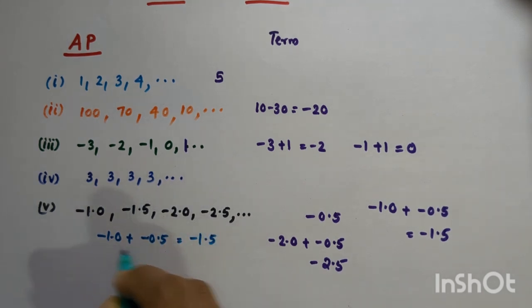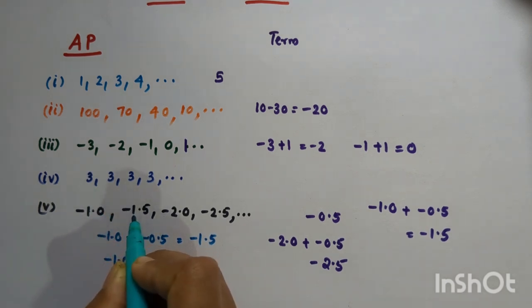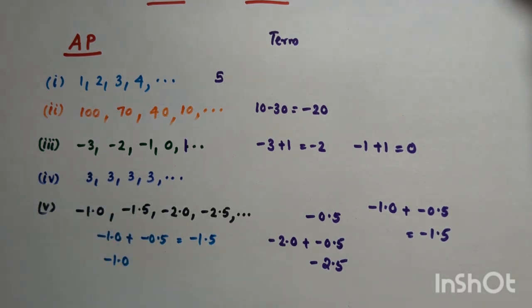Okay, see, this can also be written as: minus 1.0 is the preceding term of minus 1.5, and when you subtract 0.5 from it, you will get minus 1.5. So you see, minus 1.0 minus 0.5 is a kind of subtraction. That can also be written as what? Minus 1.0 plus minus 0.5. So you see, subtraction is also a kind of addition.